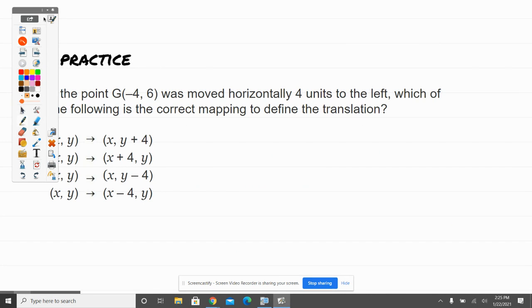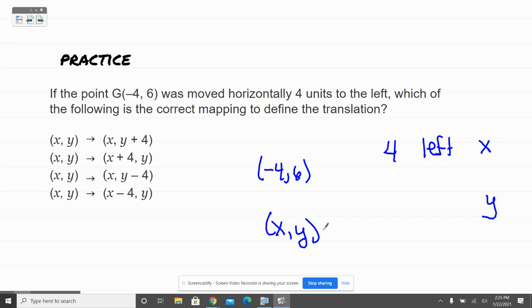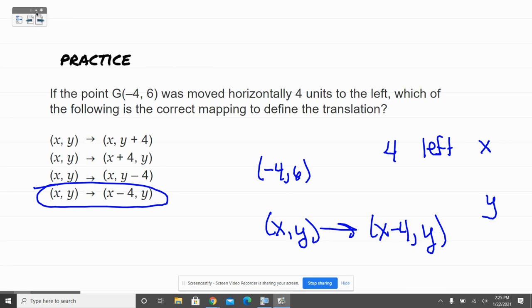Okay, so which one of these codes is right? They took -4, 6, and they moved it 4 to the left. But that's it, not up or down at all. So remember, X is with the left and right, Y is with the up or down. So which one of these is correct? Well, we're going to take XY and we're going to move it 4 to the left. That's a -4, not up or down at all, just a comma Y. So that will be the last choice.